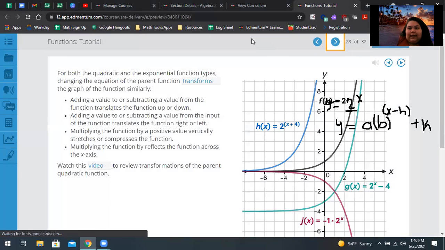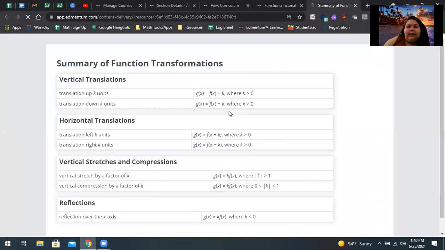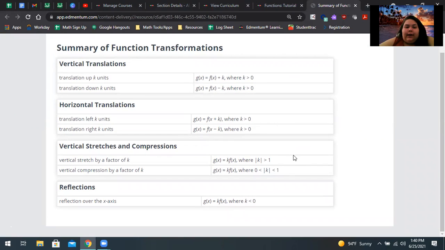So let's go ahead and discuss this more on slide 28. So for both the quadratic and exponential function types, changing the equations of the parent functions transforms the graphs of the functions similarly. I think this one might actually provide all the rules. Give me a second. Yes, it does. So I know it is super important to write out notes. Here, they didn't actually discuss the reflection over the y-axis, which is completely fine. So here it's the statement, translate k units up.